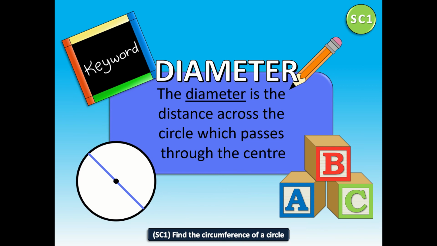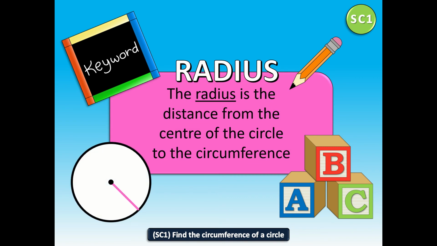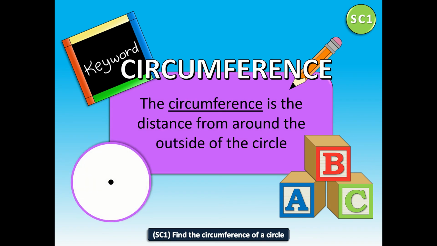So the diameter is the distance across the circle which passes through the centre. The radius is the distance from the centre of the circle to its circumference. And the circumference is the distance around the outside of the circle.